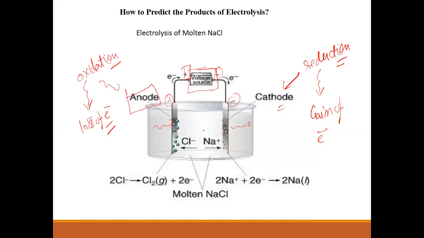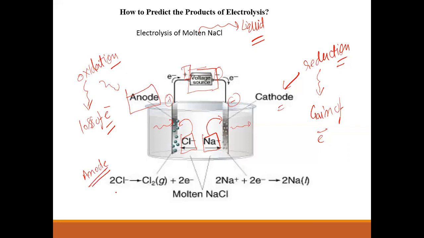When we use molten NaCl, what is the meaning of molten here? That is liquid NaCl. When liquid NaCl is present and we pass electricity through this electrolytic cell, then NaCl breaks into Na plus and Cl minus. As you know, negatively charged ions will move towards the anode and positively charged ions will move towards the cathode. Okay, so this is the anode reaction.